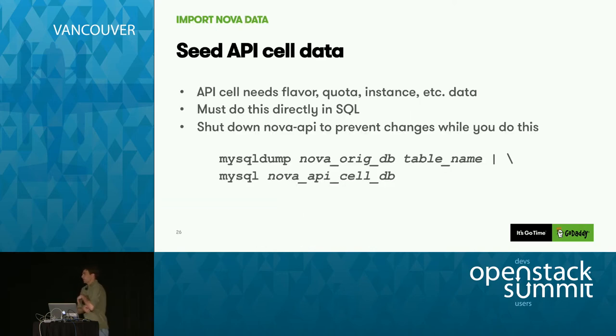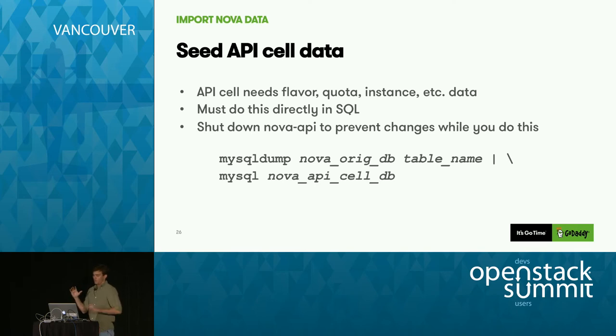Now we get into all the data transfer stuff, which is pretty interesting. If you think about it, we've got this Nova instance that we've had running for a while, and it's got a whole bunch of VMs in it, a whole bunch of key pairs, the flavors that we've set up, all that kind of stuff that's associated with Nova. All that stuff is now at that lower level compute cell, and the higher level one has no visibility into it because it's not in its database. Unfortunately, really the only way to do this is a manual SQL dump and then import it into our new API cell database.